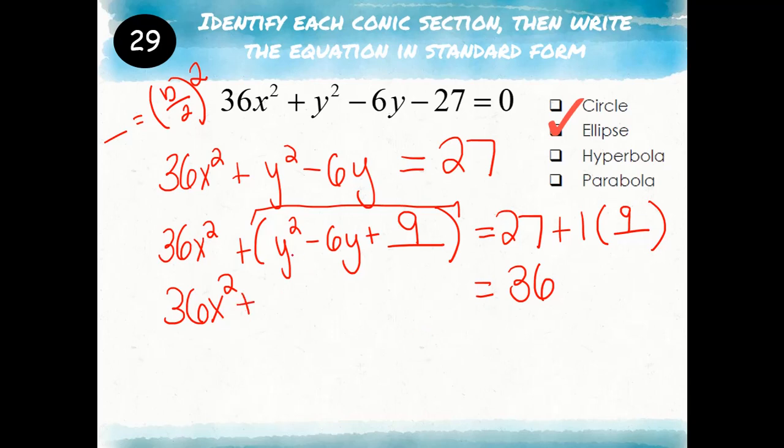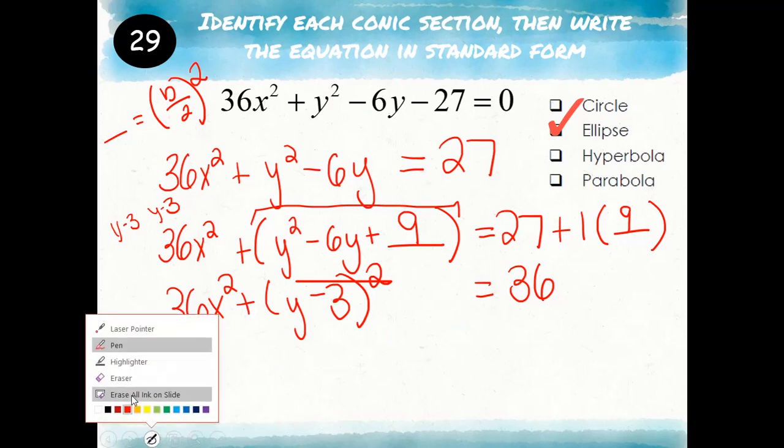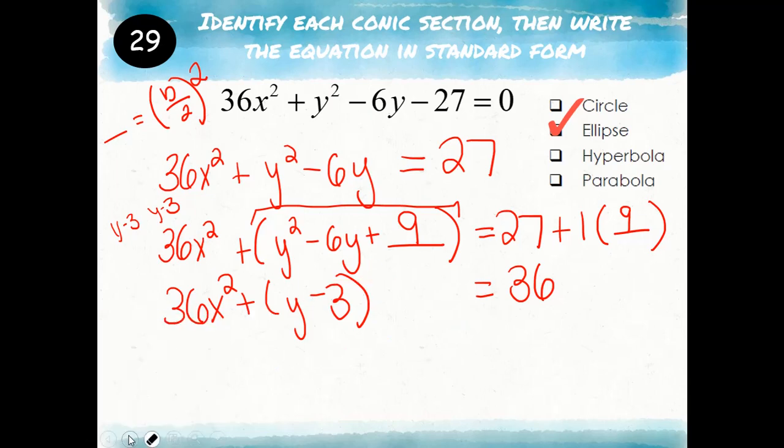So it's going to be a y and a y, and two numbers multiplied, -3 and -3. So it's going to be y minus 3 quantity squared, because you're completing the square.